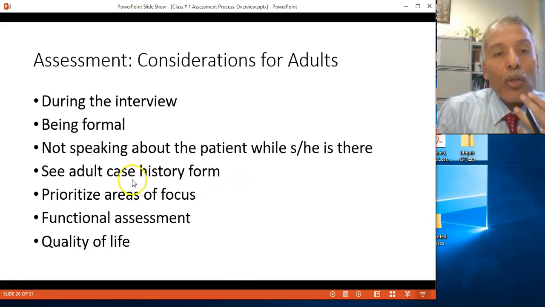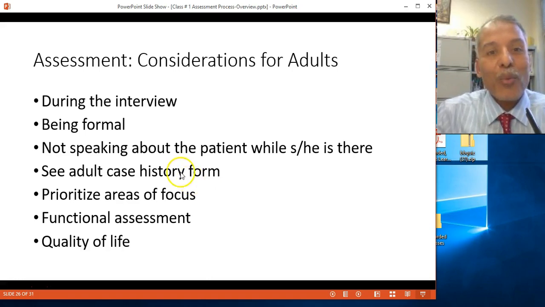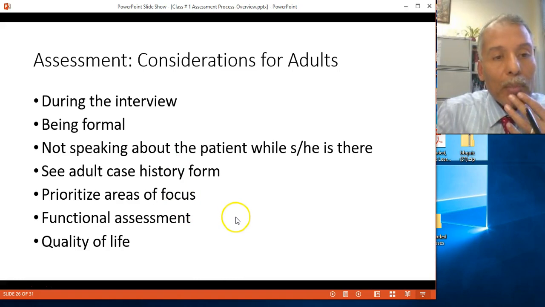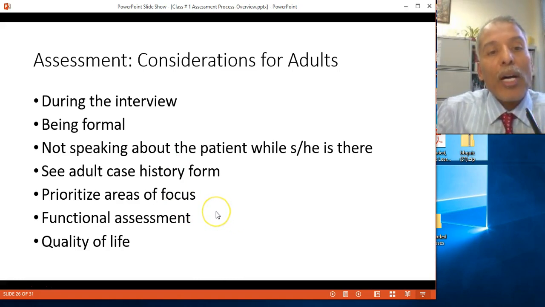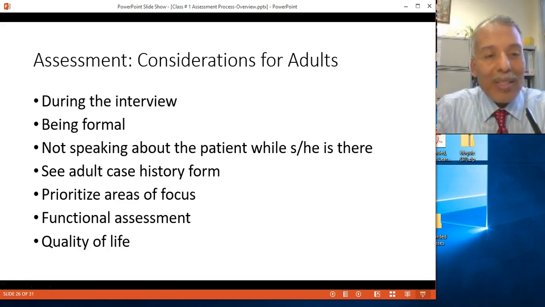Also, you go to the textbook and look at the case history form and see what areas the case history form focuses on, because that will tell you the needs of the adult, what kind of information will help you understand the performance of an adult. You need to prioritize your areas of focus based on what the patient needs. Like, that person has a stroke. How do I produce the biggest difference in the day-to-day life of that person?